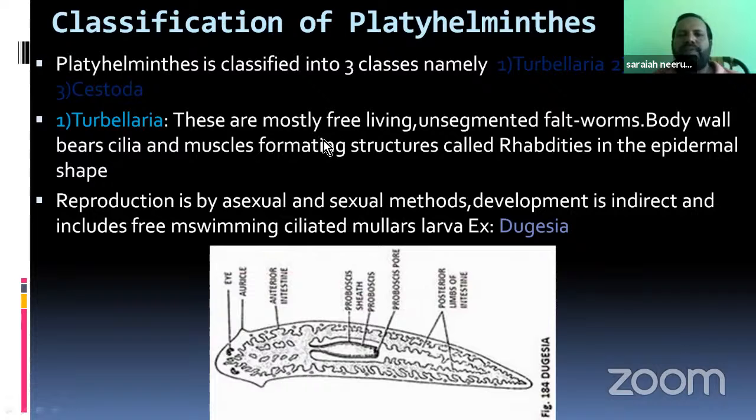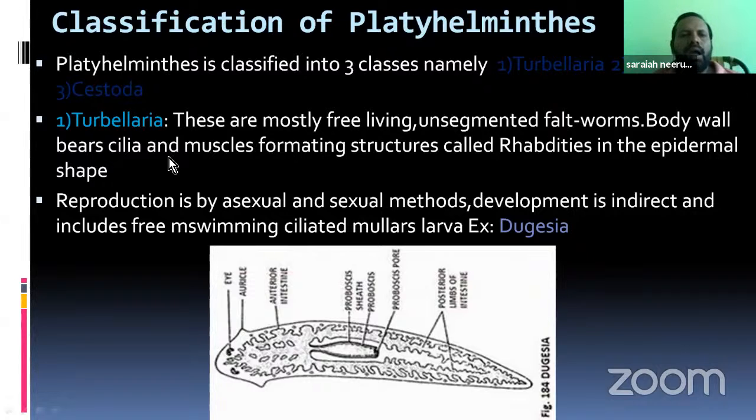So these are mostly free-living. Free-living means the flatworms are able to live freely in plants and animals. That's why they're mostly free-living. Unsegmented flatworms. Unsegmented means the body is not divided into metameres. Because of this, a soft, ribbon-like body is present, called unsegmented flatworms.